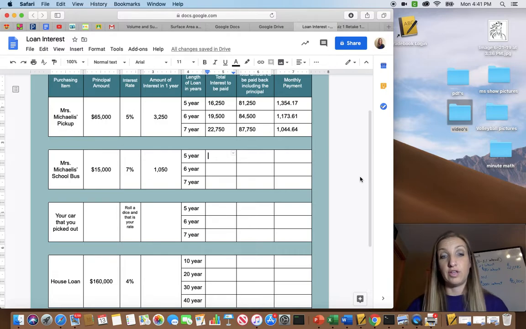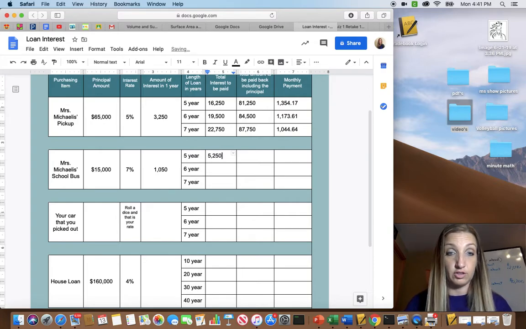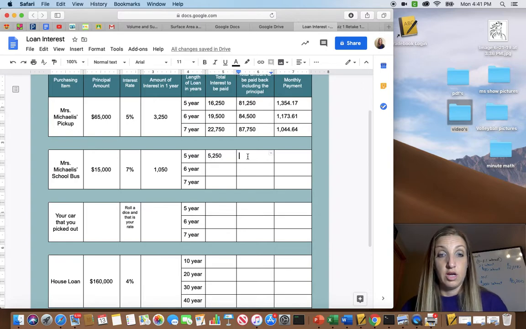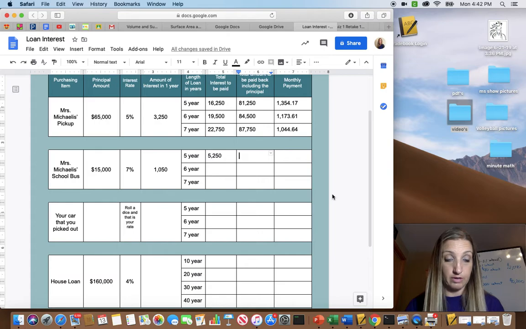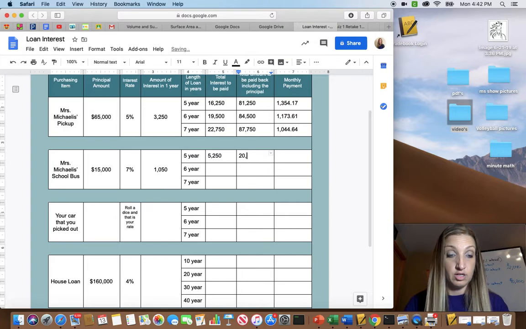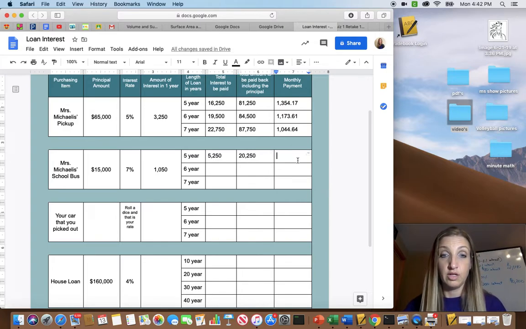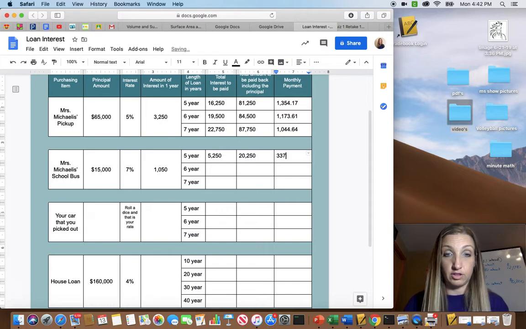So if me and my bank agree that I will pay that back in 5 years, I'm going to take that times 5. I will have to pay back a total amount of $5,250. I would take that $5,250 and add it back to my principal amount, which is $15,000, and that's $20,250. My monthly payment then on $20,250 in 5 years, so I'm going to divide that by 60, because 5 years, 12 months in every year, 5 times 12 is 60. That means my monthly payment is going to be $337.50.